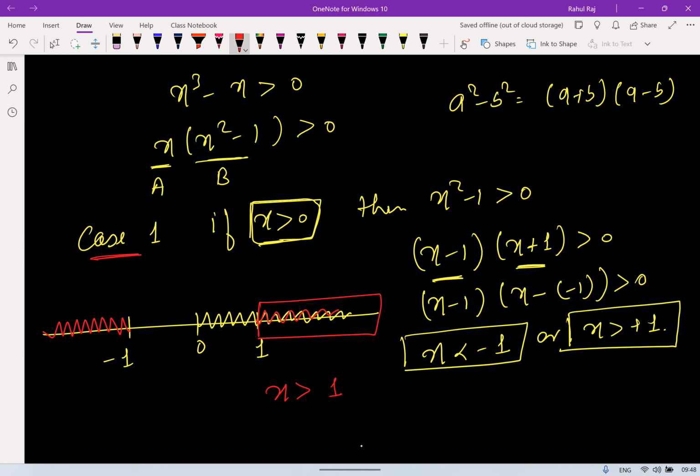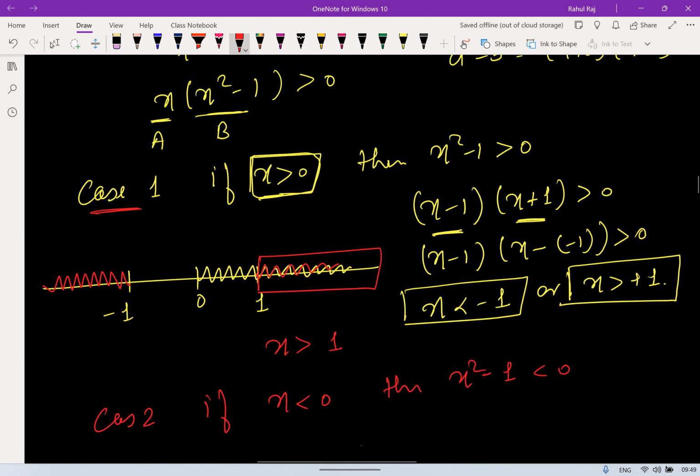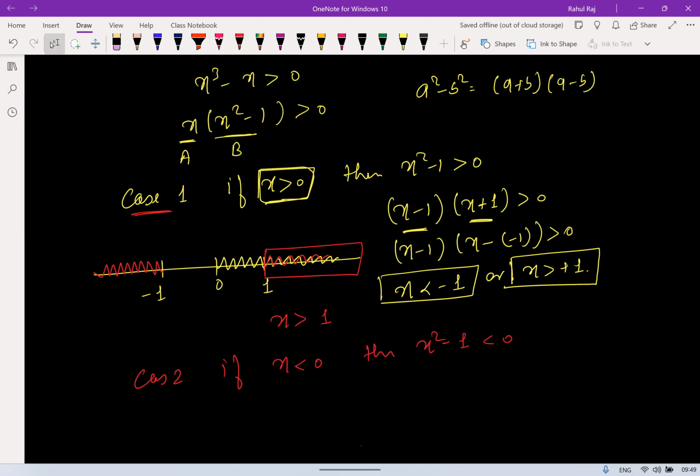Now we'll have to take case 2, Alexa, because we have taken just case 1, that is, if a is greater than 0, b is greater than 0. Now I'm taking case 2. If a is less than 0, that is, if x is less than 0, then x square minus 1 is also less than 0, Alexa. This is what case 2 is. Agreed?